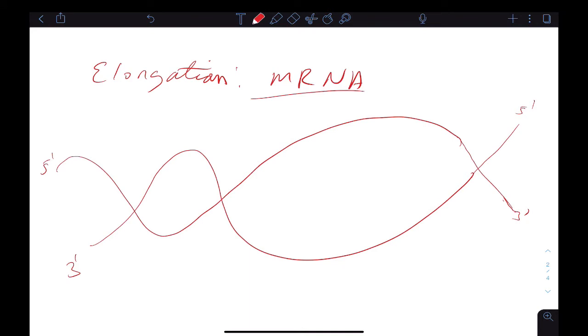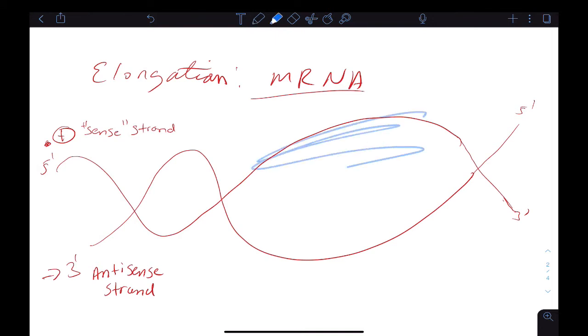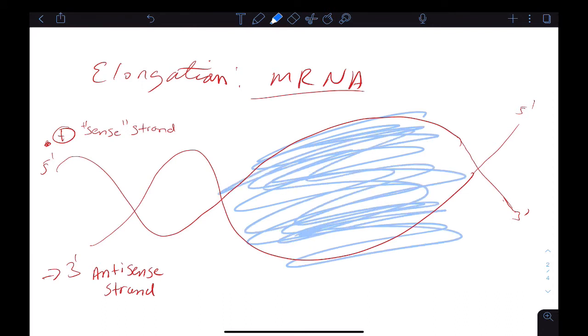So this strand over here, when you go from the 5' direction to the 3' direction, starting over here, this is going to be our positive sense strand. And then on the other end, directly below this part, this is going to be our antisense strand. So we have our positive sense strand, and then we have the antisense strand. Now, when we're looking at this loop, this is the area of interest, this replication fork, this replication bubble that's been created.